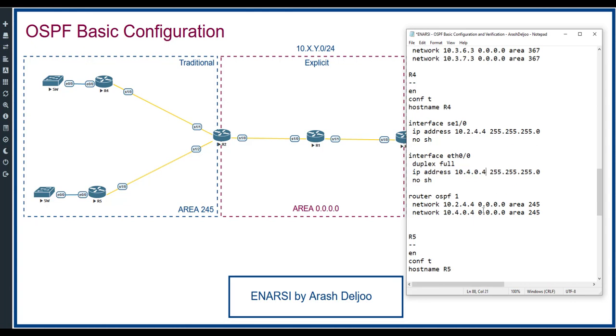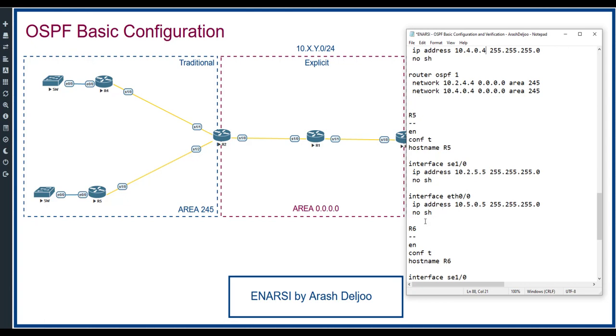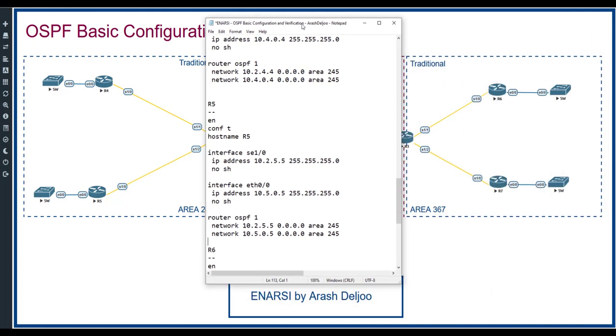After that, in router 5, again we should use the traditional method: router OSPF 1. The network statement includes 10.2.5.5 0.0.0.0, then area 247. After that, network, for example, 10.5.0.5 0.0.0.0 area 247. That's it. Let me configure router 6 and also router 7.